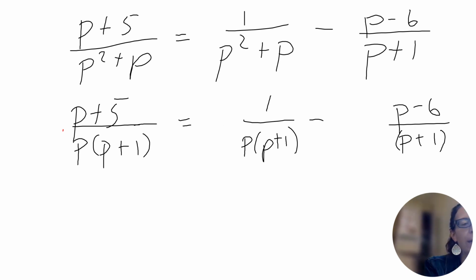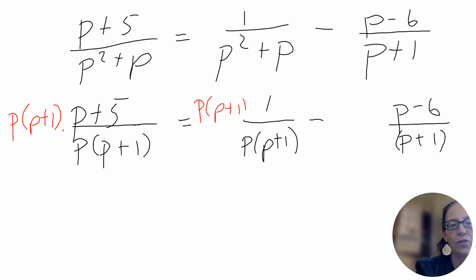So what I am doing is I'm going to multiply this fraction here by p times (p plus 1). Now, in order to keep the equation balanced, I have to multiply the other side, and I need to multiply everything on the other side. And now you know why I left those weird spaces in there, because I knew I was going to need to write this.